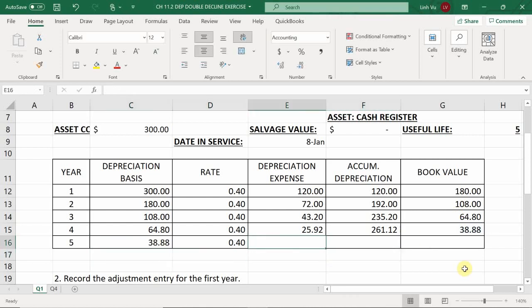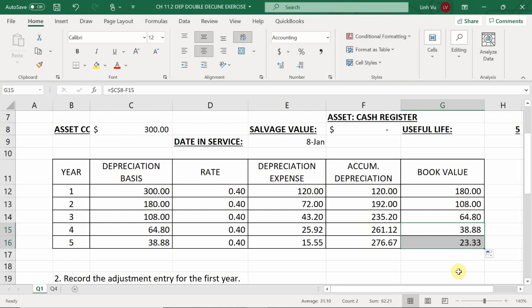So what's my depreciation expense? $15.55, bringing your accumulated depreciation to? $276.67. Good. Bringing my book value to be? $23.33. So here is what you also need to know too.